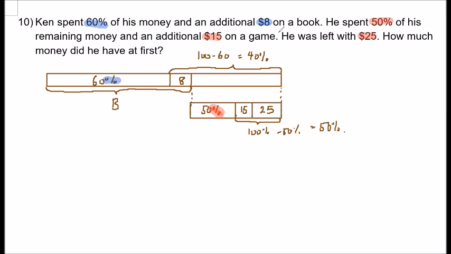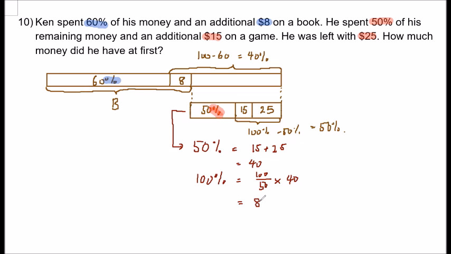Okay, so we are going to work with the second layer first. So we know that this 50% equals 15 plus 25. That will be $40. So to find the total, 100% equals 100 over 50 times 40. So that will give us $80.